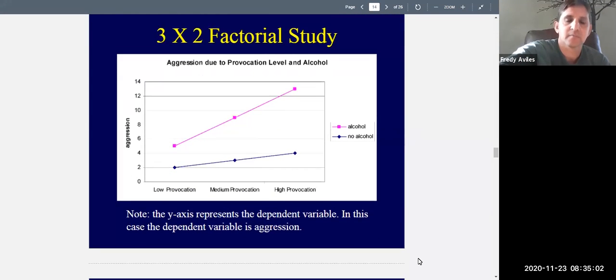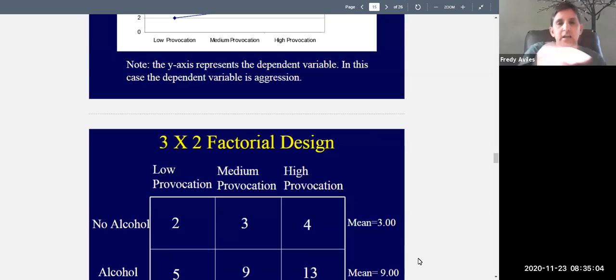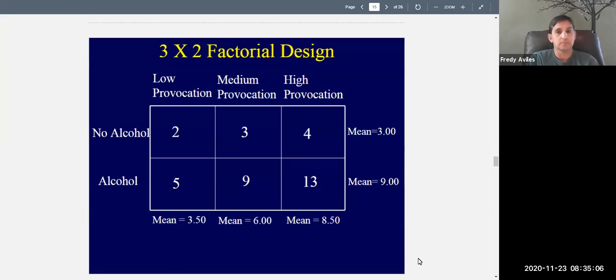Let's keep going. This is what it looks like if you put the numbers in a table. So now we're going to analyze it using what's called the chart method. So remember, we have the numbers there. Those are the results. Those are the averages. You can see the average for low provocation, no alcohol is 2. When you didn't get provoked, when you got very low provocation and no alcohol, your level of aggression was 2, for that group. They have the lowest level of aggression.